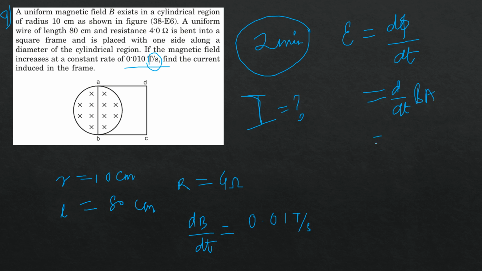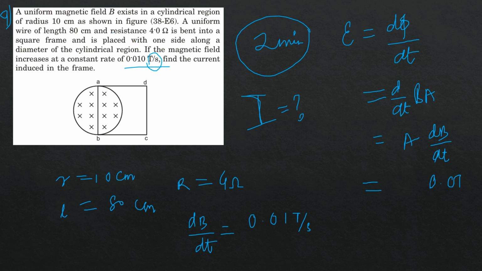So here we can take A out because A is constant, and dB by dt remains. Area is not changing. It's not like it is moving or something. Here the magnetic field is changing. Area is not changing. What is the area here? Can you tell me?